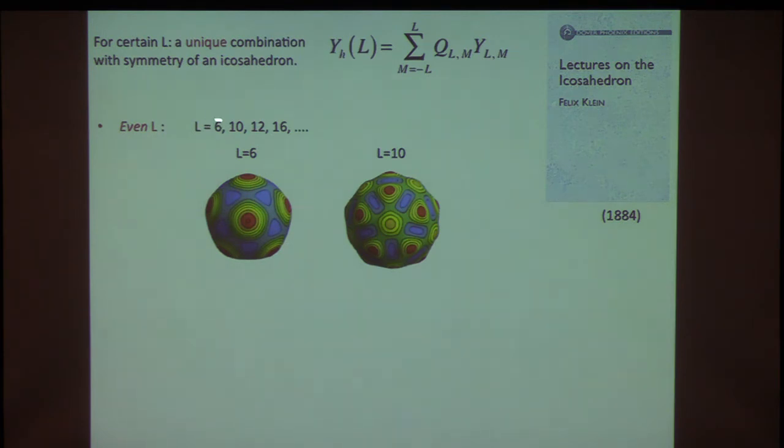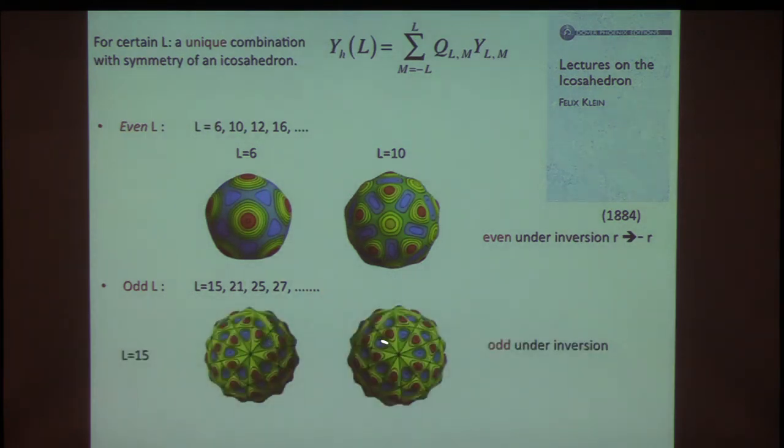For the even L, 6, 10, 12, 16s form icosahedra. Here is 6 and 10. And these are all even under inversion, so we have to throw them away. For odd L, the lowest L is 15, then 21, 25, 27.